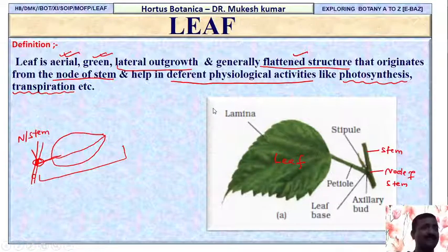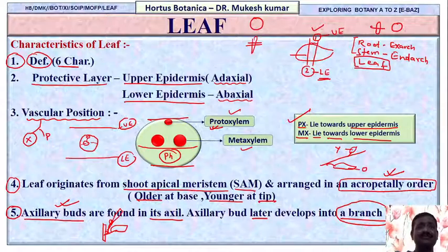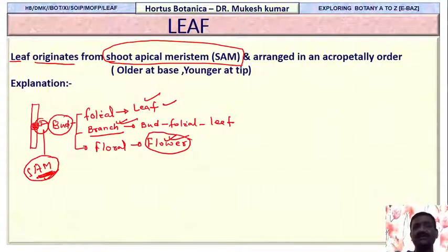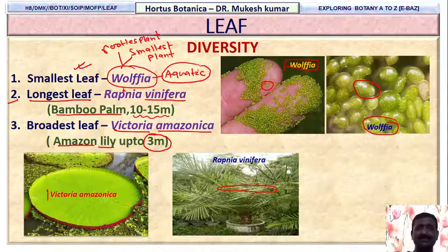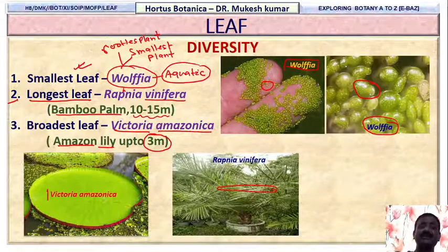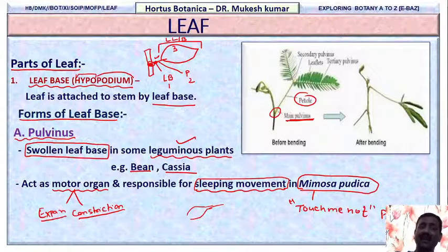What is the leaf? Aerial, green, lateral outgrowth, flattened structure, originating from the node of the stem, that helps in photosynthesis and transpiration. Then we found the important characteristics. Then we found how the SAM is responsible to give rise to the leaf and how they are arranged in acropetal succession. Then diversity of the leaf: Wolffia smallest, Raphia longest, and Victoria amazonica the broadest one. Then we found parts of the leaf. First one is the leaf base.